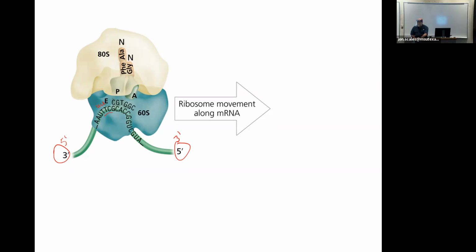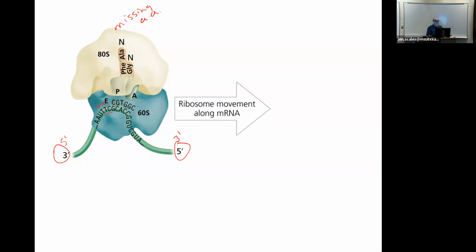UUC, huh? Phenylalanine. Phenylalanine, okay? So the very first amino acid in this protein should have been phenylalanine, but of course phenylalanine isn't the first amino acid, so something's wrong, we're missing amino acids, right? And AAU wouldn't have been a start codon, so we're missing amino acids, but that's okay.